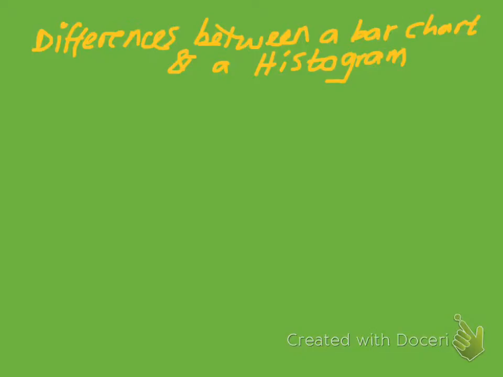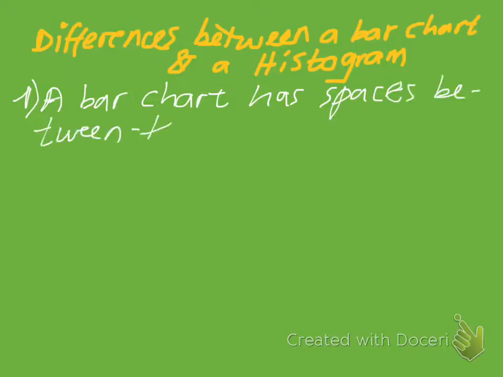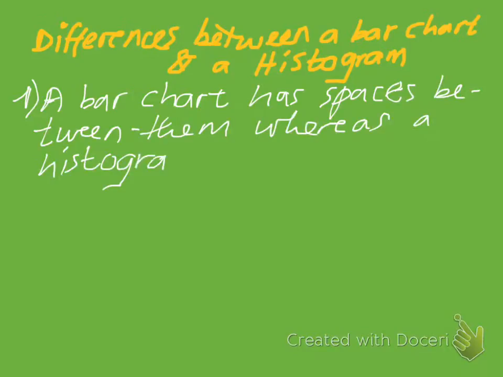What makes one a bar chart? What makes one a histogram? The first difference: a bar chart has spaces between the bars, whereas a histogram has no spaces. When I say a bar chart has spaces, it mustn't necessarily have spaces, but a bar chart might be drawn with spaces between the bars, and it's still correct, it's still called a bar chart.